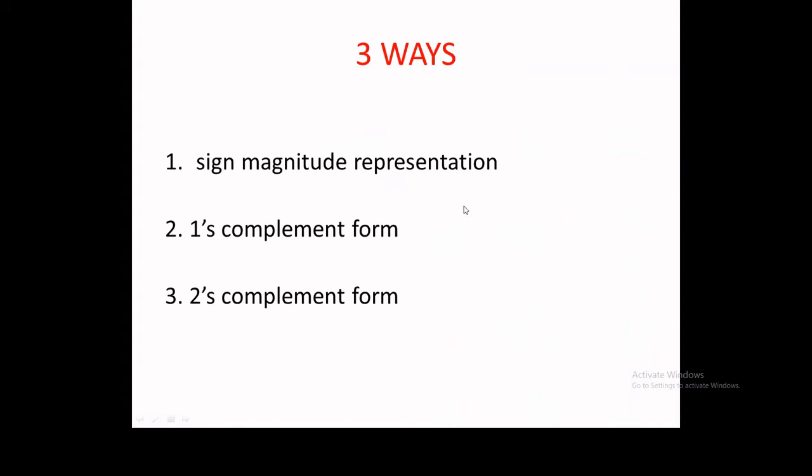Good morning all of you. So this is the representation of sign numbers we are going to study today. There are three ways of representation of sign numbers. Now we are talking about the binary numbers, right? So binary sign numbers, how we represent them and how the computer takes sign numbers in a binary format. The first type is sign magnitude representation, the second type is one's complement form, and the third is two's complement form. Means in these three ways we can represent our sign numbers.